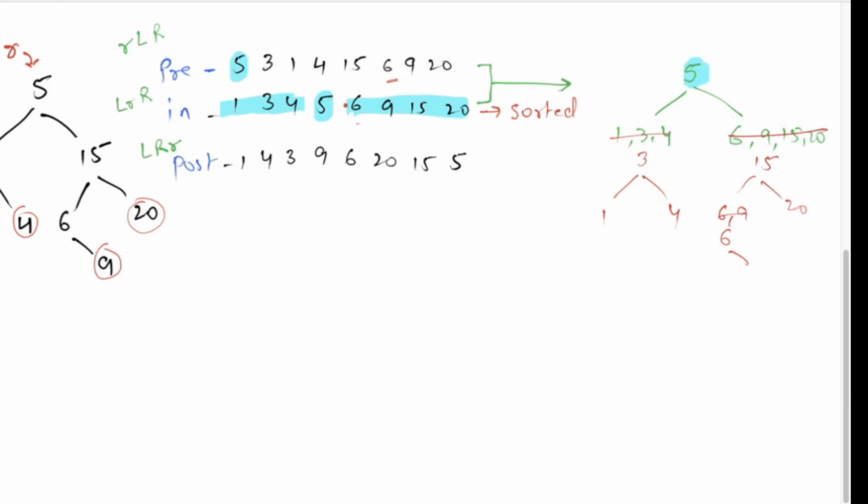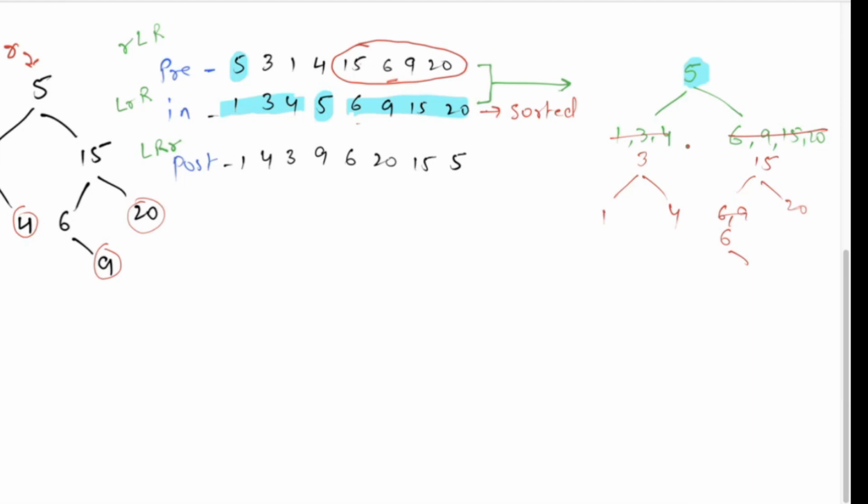Out of these 4 nodes, whichever comes first in the pre-order traversal will be the root of the right subtree. So we see that out of these 4, 15 comes first. Therefore, 15 is the root. All right? So we check which comes first, right?